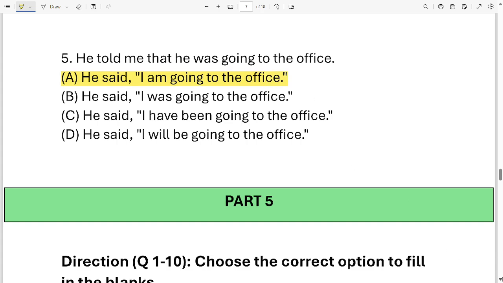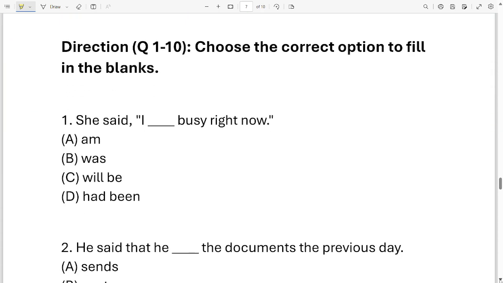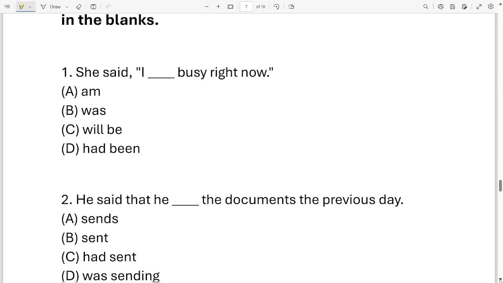Okay, we have reached part 5. Part 5 is having 10 questions and the instruction to solve them is choose the correct option to fill in the blanks. Let's get started.